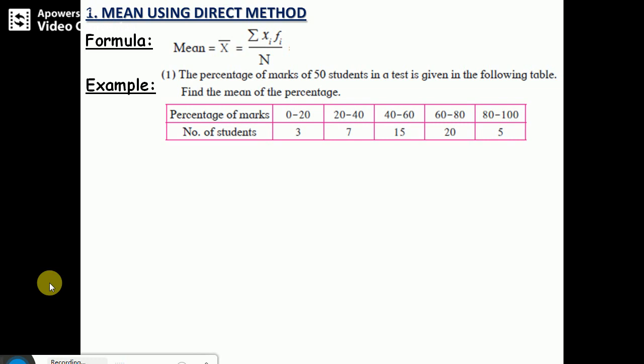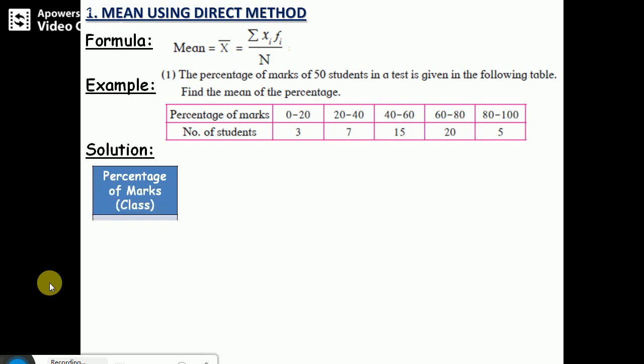First row is talking about percentage of marks, which is given in a class form, whereas second row is talking about number of students, which can be considered as frequency. So now, how to solve this example?